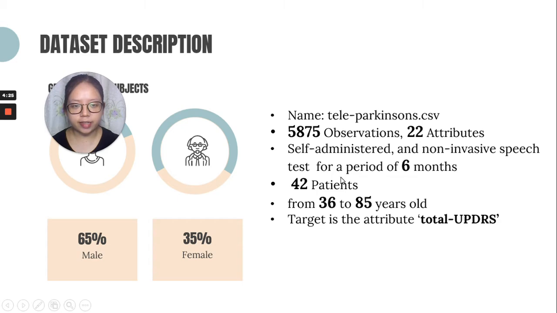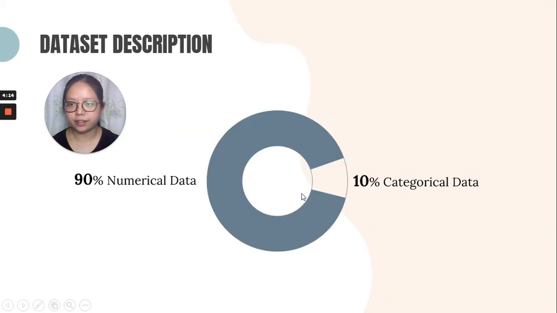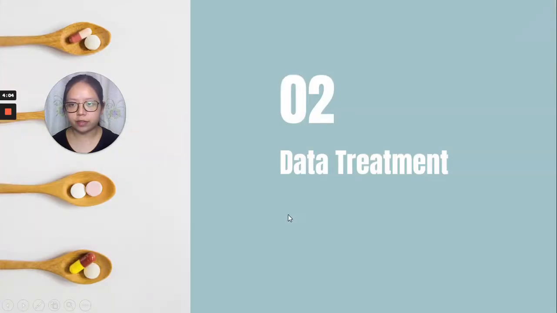The target in this dataset is quite clear. It is the total UPDRS, and the main aim of the experiment is to use other attributes to predict the total UPDRS. And here we discovered that 90% of the data in the dataset are numerical data, and only 10% of them are categorical data.